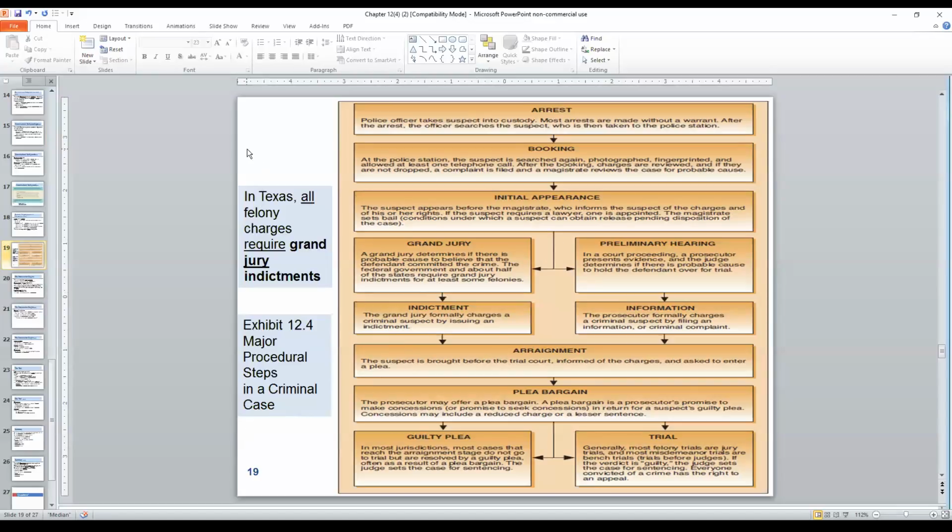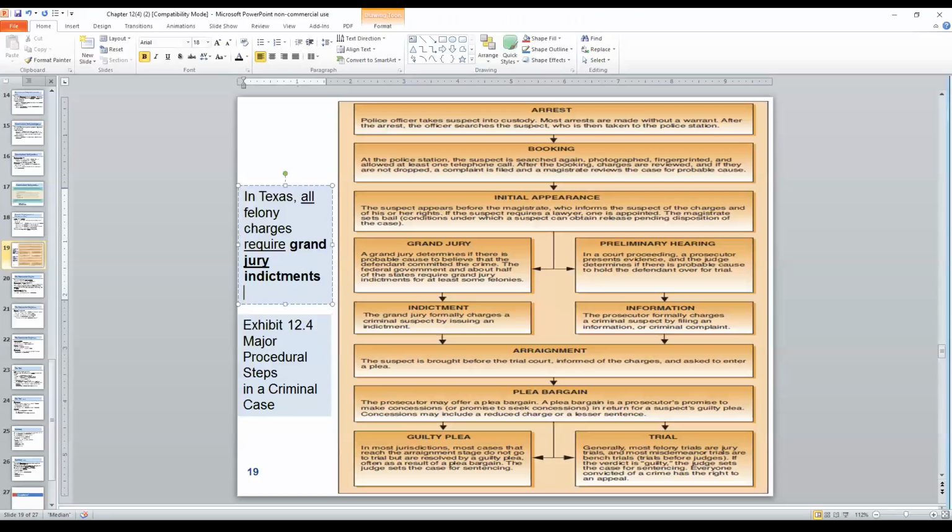So if somebody wants to say that, another name for indictment would be a true bill. And if the grand jury decides not to indict, we say they no-billed him, no bill. So why do we call a grand jury anyway?